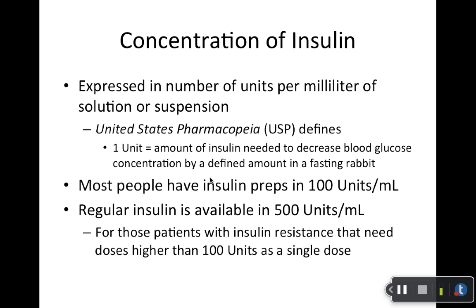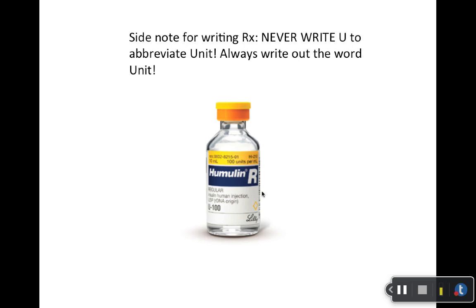Concentrations of insulin, just FYI, but this will be important when you're writing your prescriptions. They are in units per milliliter. Here's the formal definition, which you don't need to worry about. They come in a couple different preparations: 100 units per ml, 500 units per ml. So this is just FYI, but it is in units. Most of your medications will be in milligrams, maybe some micrograms, milliliters, but with insulin it will be units.